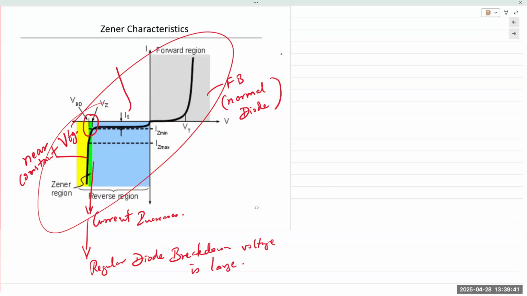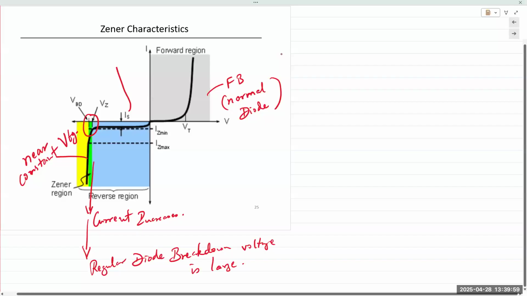Typical DC power supplies require 3.3 volts, 5 volts, 12 volts, 15 volts. And so most Zener diodes that we use for electronic components are somewhere in the range of 15 to 20 volts, starting from 2 or 3 volts, of course.